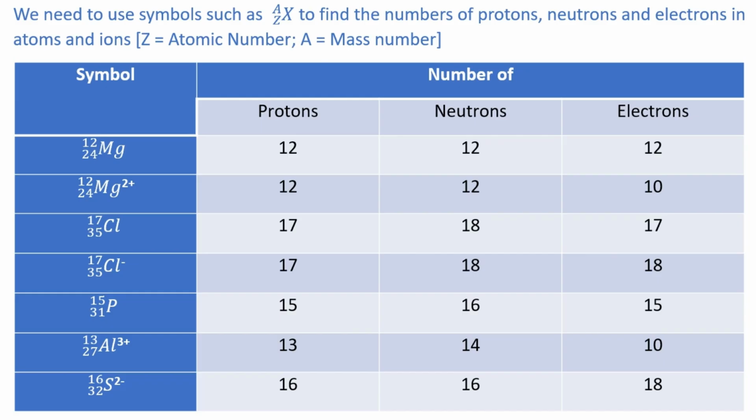And I've got this now. We need to use symbols such as X, X representing the symbol of an element. A and Z, atomic number and mass number. A is the mass number, not the atomic number. I could say it's A because it's the atomic mass number. Z is the atomic number. And we can use these two to find the numbers of protons, neutrons, and electrons in atoms and ions.